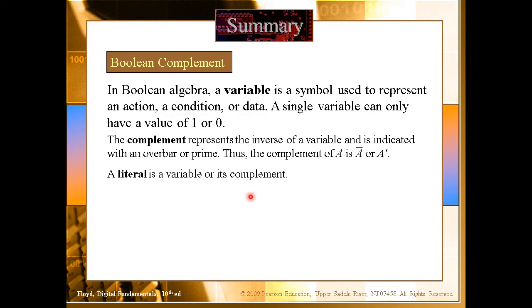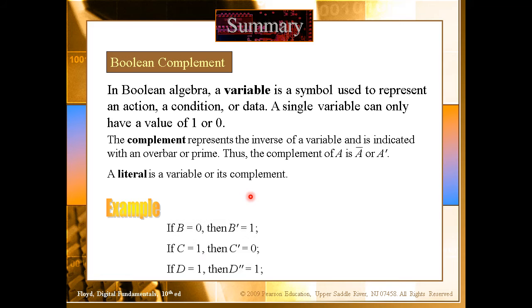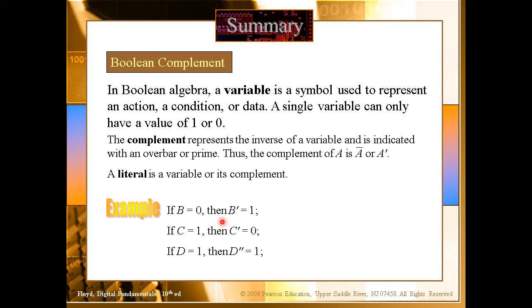Now you also have something called a literal, meaning any variable or its complement is called a literal. That means if b is a variable, b itself is a literal, and b prime is also a literal. For example, remember that any variable we write in this lecture and onward is a Boolean variable. That means it can take only 0 and 1, nothing else, right? So if b equals 0, automatically b prime equals 1, because that's the complement of b.